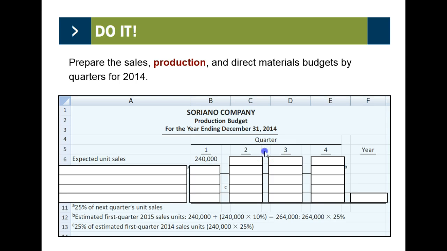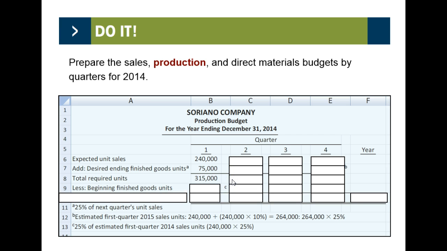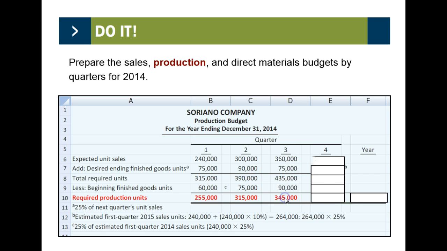Now we've got to determine how much we need to produce. We're going to have how many units we anticipate in sales. What do we want our desired ending inventory to be? How many units are required, minus our beginning finished goods, to determine how many we need to produce. Does that make sense?